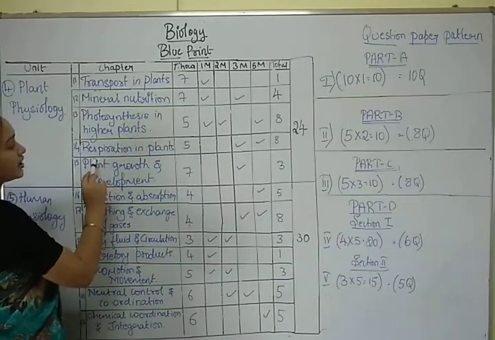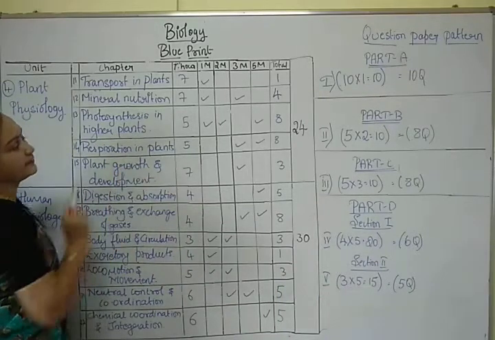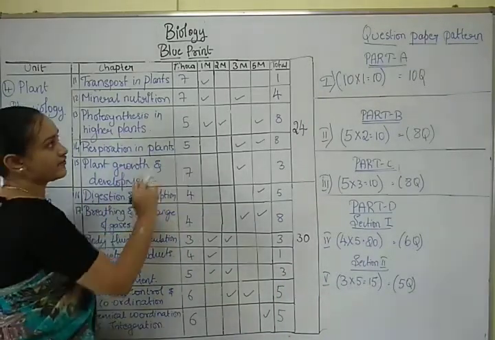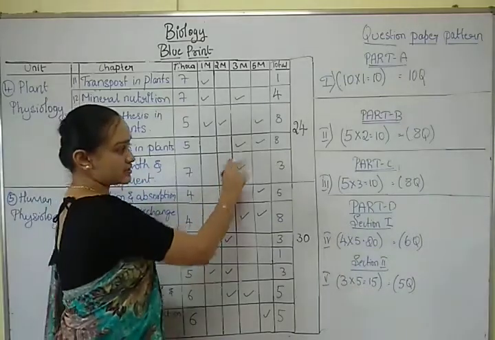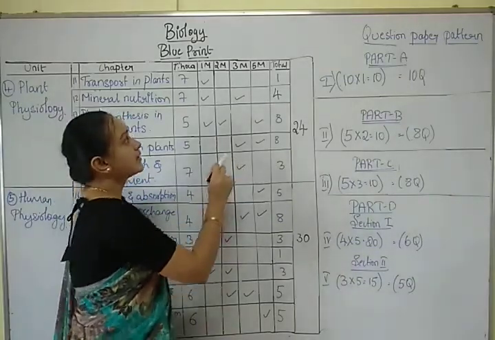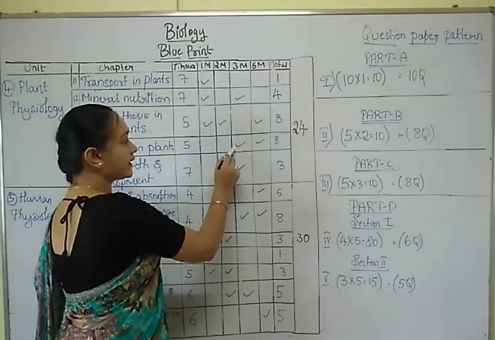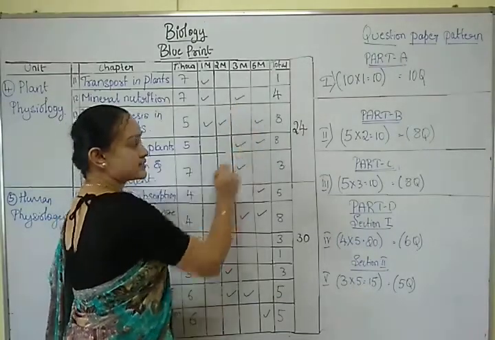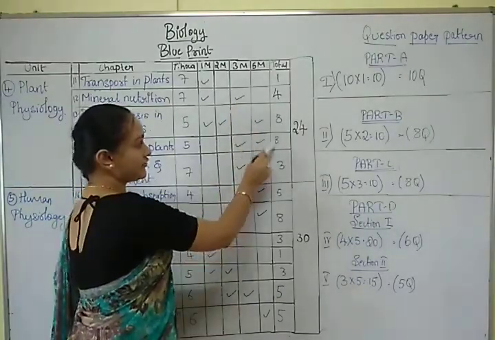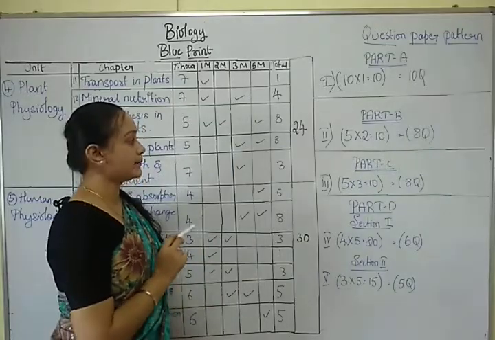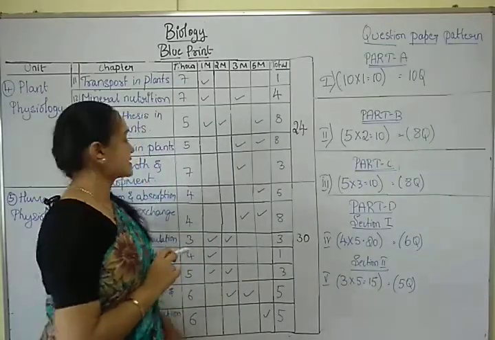The next chapter is respiration in plants. The teaching hour is 5, and 2 questions will be asked: 1 question for 3 marks and 1 question for 5 marks. So 3 plus 5, the total marks in this chapter is 8.